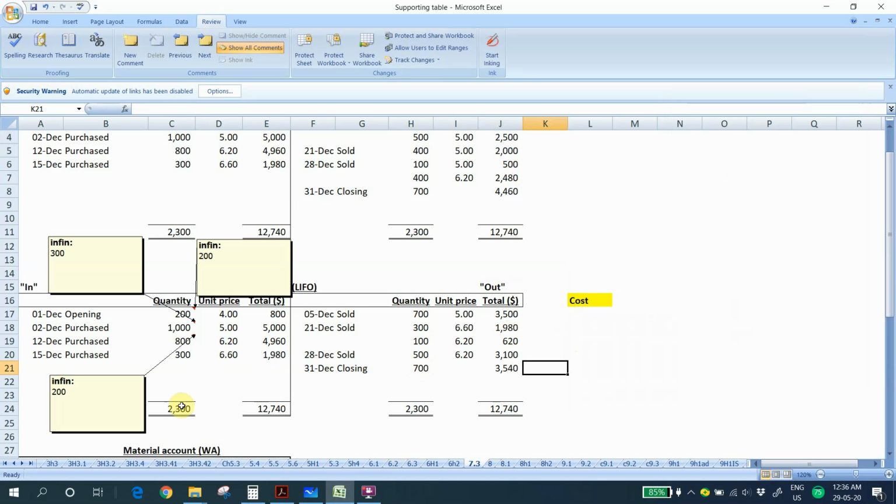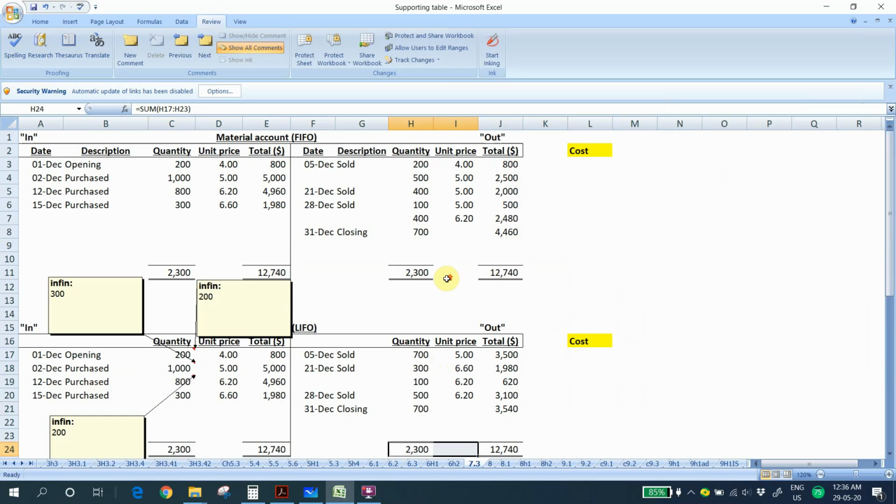So if your in and out can be tally, it means that your answer is correct. And take note, for the closing, we no need to provide the unit price because the price for this batch of the product may involve a different batch. So we are not required to provide unit price under first in first out or last in first out.